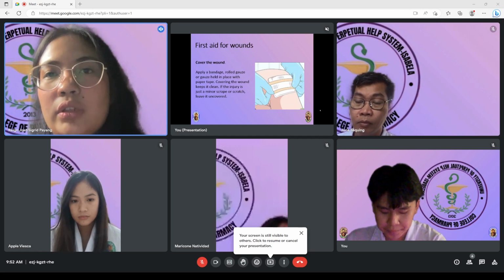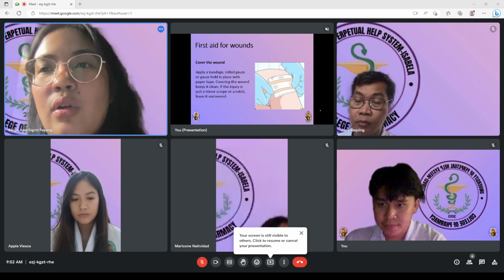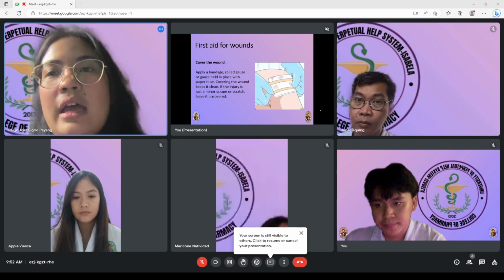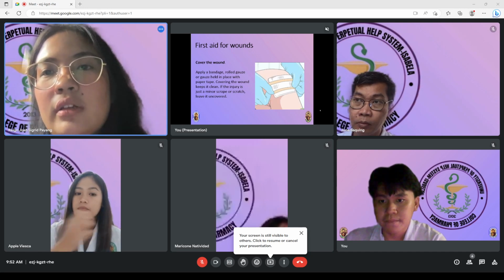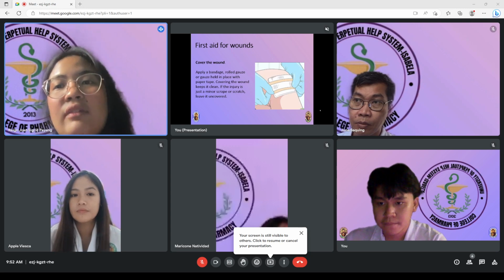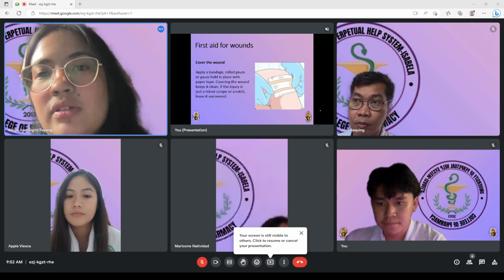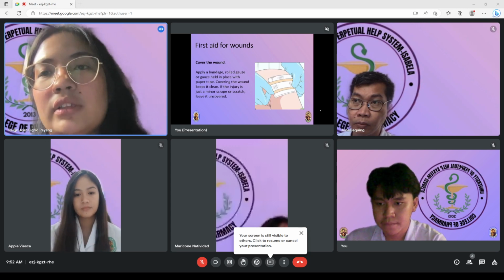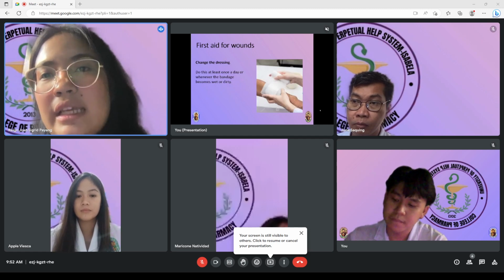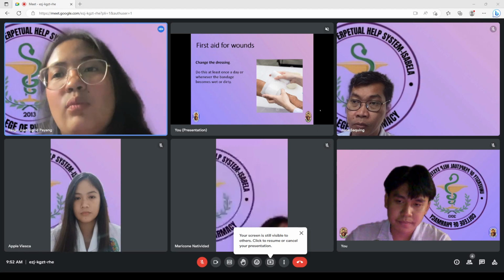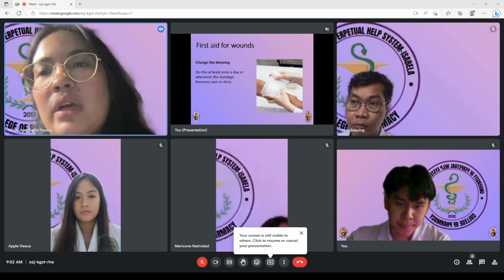Next is to cover the wound. Apply a bandage or rolled gauze held in place with paper tape. Covering the wound keeps it clean. If the injury is just a minor scrape or scratch, leave it uncovered. Change the dressing at least once a day or whenever the bandage becomes wet or dirty.